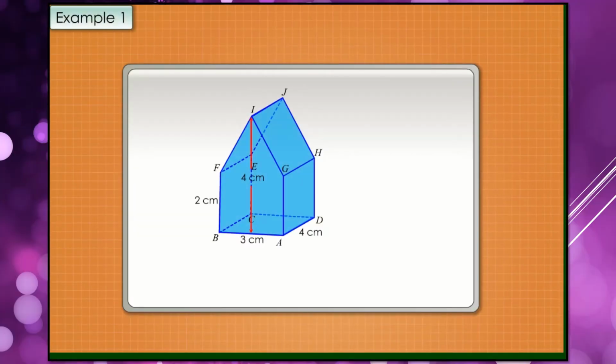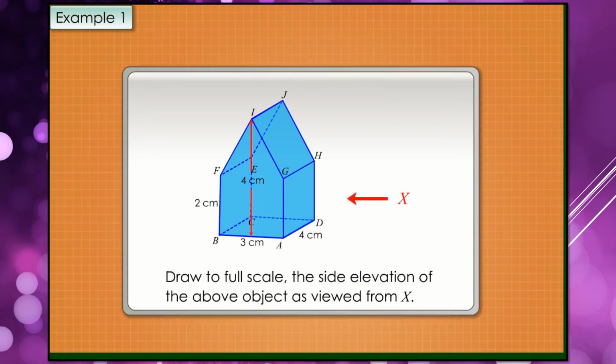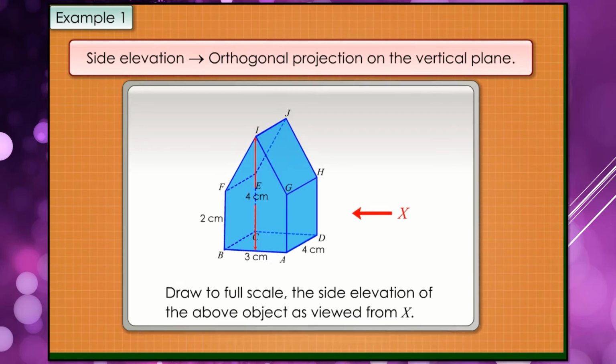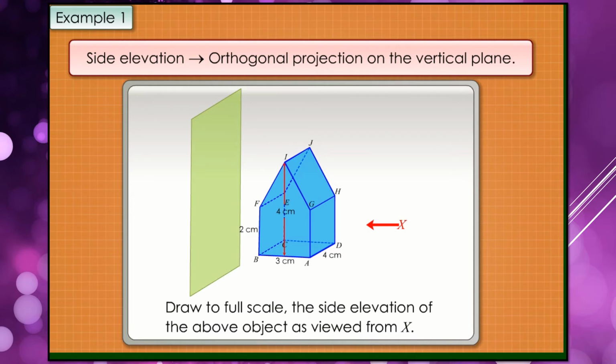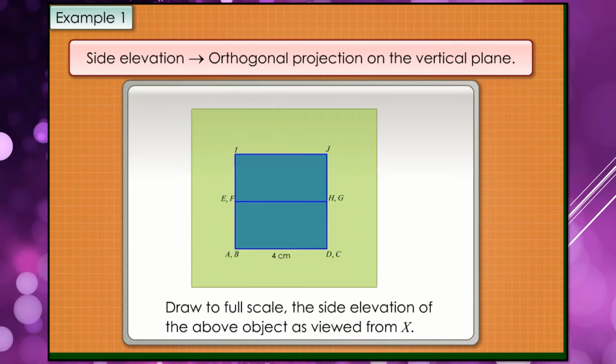Example 1. Draw to full scale the side elevation of this object as viewed from X. The side elevation of an object is actually its orthogonal projection on the vertical plane. If it is viewed from X, then the vertical plane is perpendicular to the direction of X. So, what does the orthogonal projection look like? It is a square with a horizontal line bisecting it.